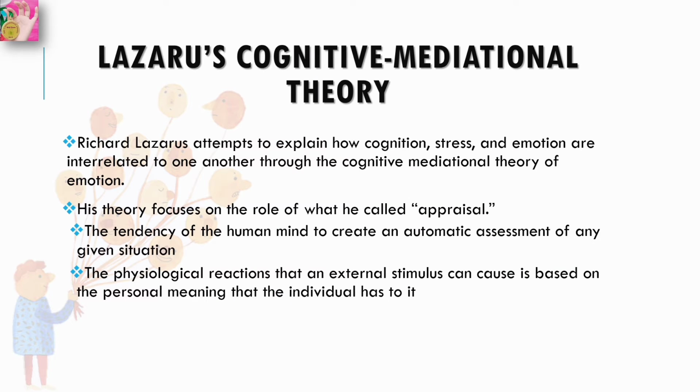Okay, so Richard Lazarus attempts to explain how cognition, stress, and emotion are interrelated to one another through the cognitive mediational theory of emotion. His theory focuses on the role of what he called appraisal. Now, in this theory, appraisal is defined as the tendency of the human mind to create an automatic assessment of any type of given situation.